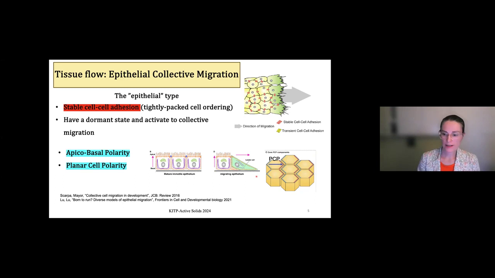What it turns out is that this planar cell polarity may also play an important role in the type of collective migration, and that hasn't been explored as much as the other type, the mesenchymal migration. Okay, so I'd like to go a little bit more into it.